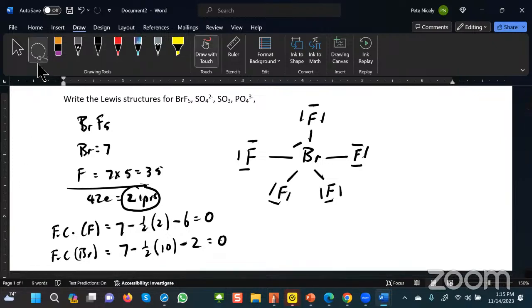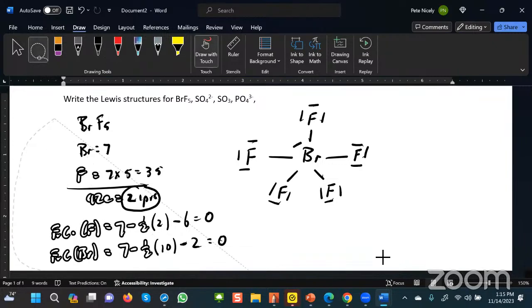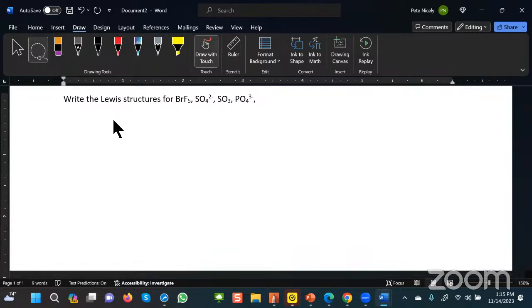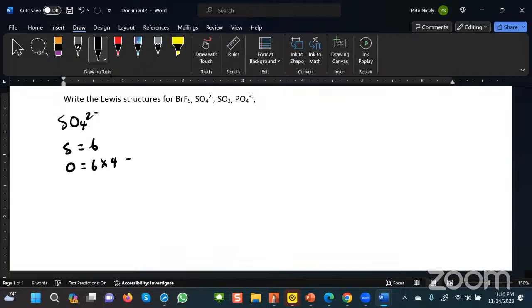So let me get rid of this and do the next one. The next one is a sulfate ion. SO4, 2 minus. So S would contribute how many electrons? 6. And the oxygen will contribute how many each? 6. But there are 4 of them, so we have to multiply by 4. So that gives you 24 provided by the oxygens collectively.